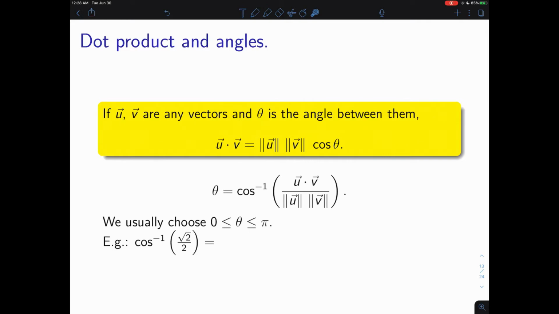All right, so here's one application of this formula. If you wanted to find theta, you could solve for theta in this equation, right? You would divide by the magnitudes, so it'd be u dot v divided by the magnitudes, and then move the cosine to the other side by doing an inverse cosine, or arc cosine, if you prefer, right? Now we usually choose thetas that are between 0 and pi, like in here.